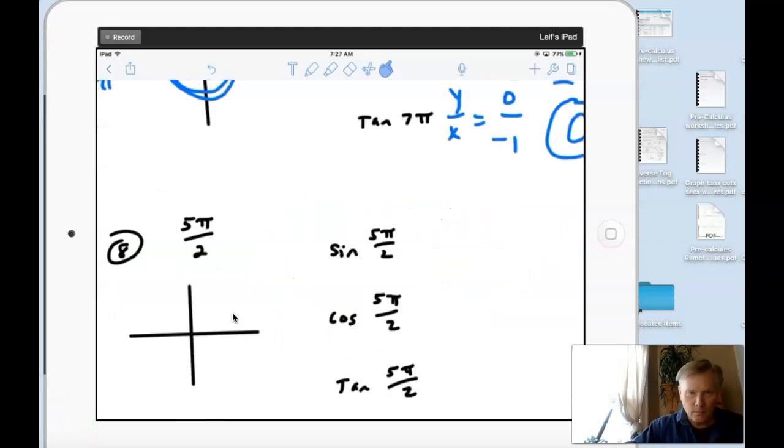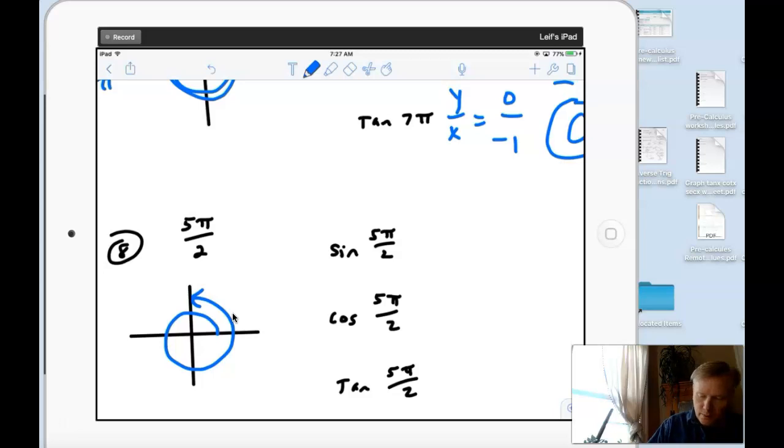Okay, so next one, 5 pi over 2. So 4 pi over 2 would be 2 pi, which would go all the way around the circle. So this is another half pi. So that would be 1.5 around.